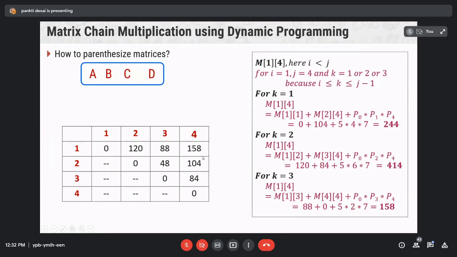So here you can see that for the value of M14, you get the optimum cost. And to get this optimum cost, what is the value of k? k equals 3.